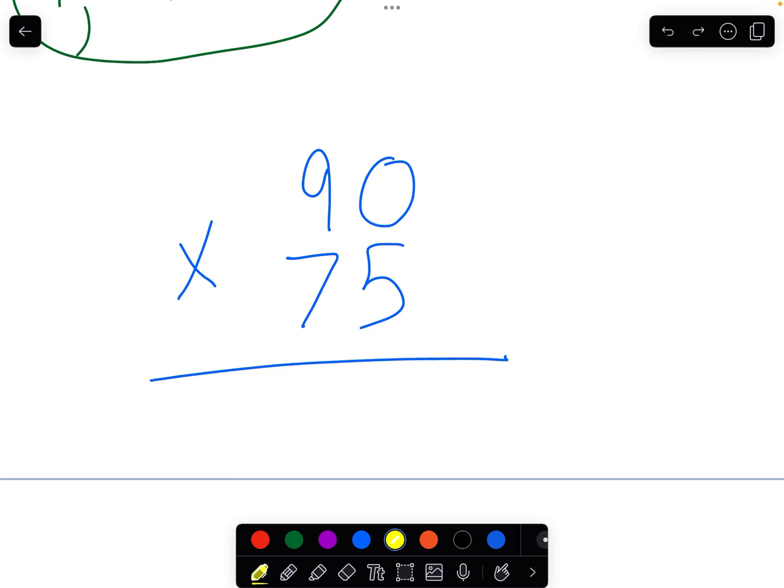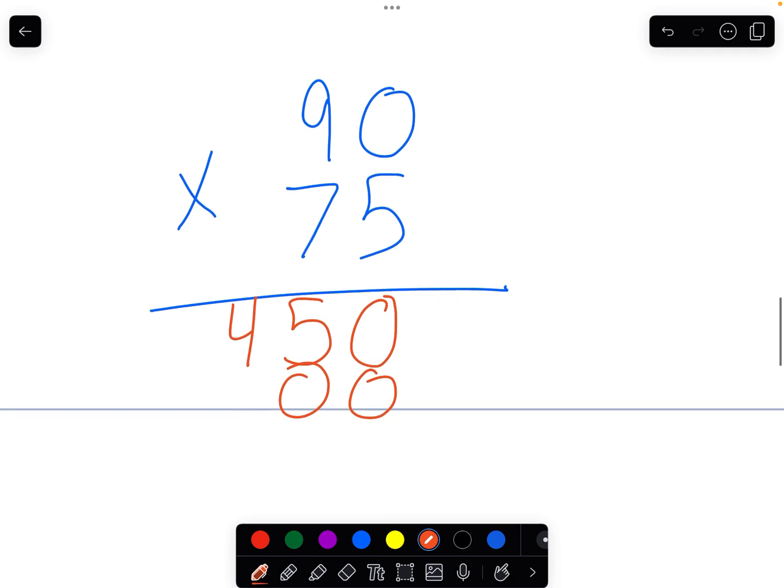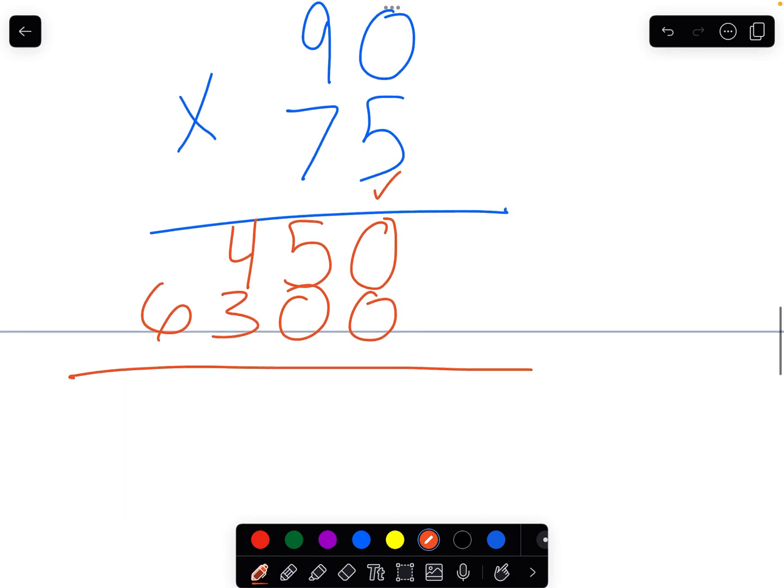Okay, what do we start with? We start with the 5, which is in our ones column in the bottom row. We're going to do 5 times 0, which is 0. Then we're going to do 5 times 9, which is 45. We're going to drop a 0 here because we are starting with the 7, which is in the tens column. We're going to do 7 times 0, that's 0. Oh, I forgot to put my check mark there. And then we're going to do 7 times 9, which is 63. Put that there. And now the fun part, to just add it all up.